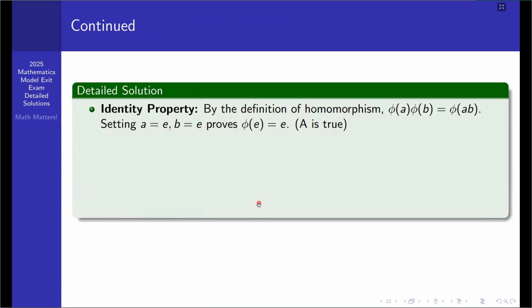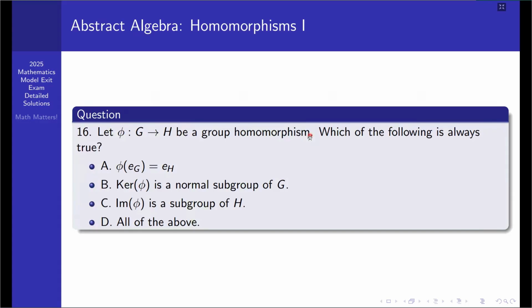Okay, just to see the detail here. The identity property: by the definition of homomorphism, phi of a times phi of b must be equal to phi of ab. Since it is a homomorphism, setting a equal to e and b equal to e proves that phi of e is equal to e. Therefore, A is true. What does A say? That phi of e is equal to e_H.